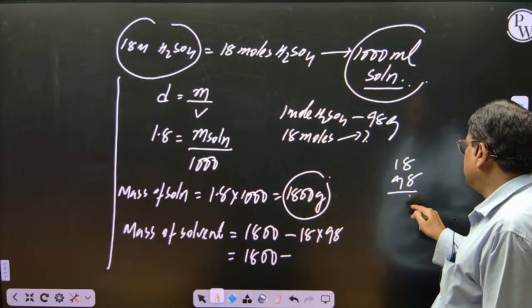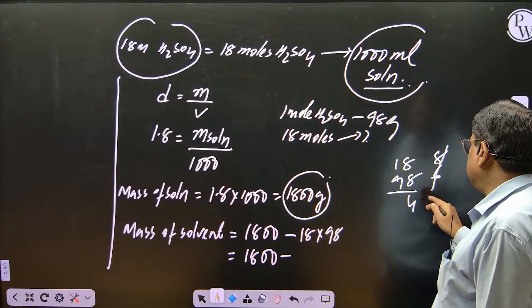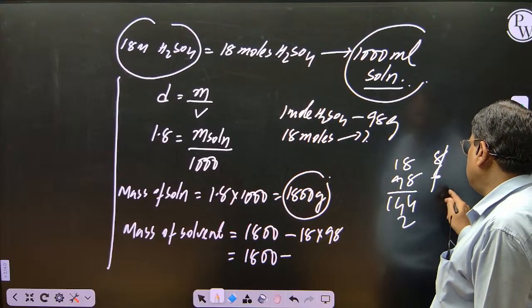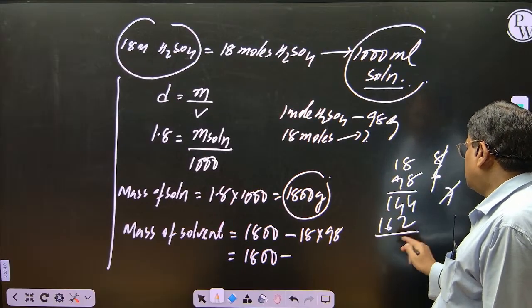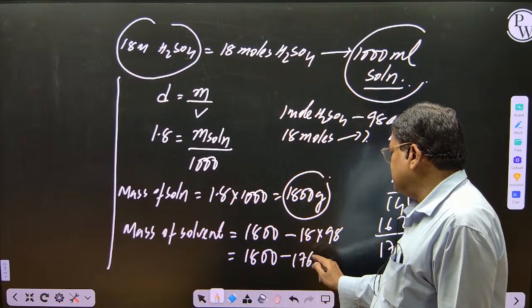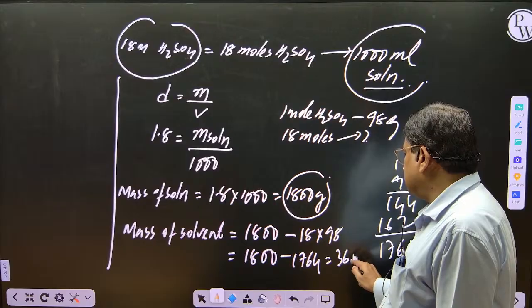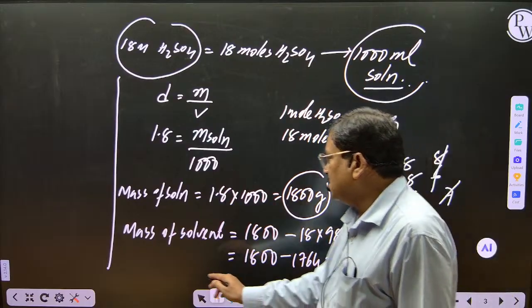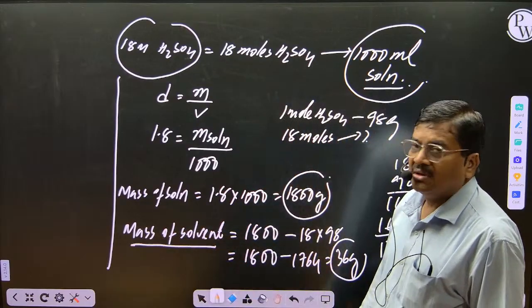8 8s are 64. 1 8 is 8, 14, 72, 16. How much did we get? 1764 we got. On subtracting this 1764, we got 36 grams. This is the mass of solvent.